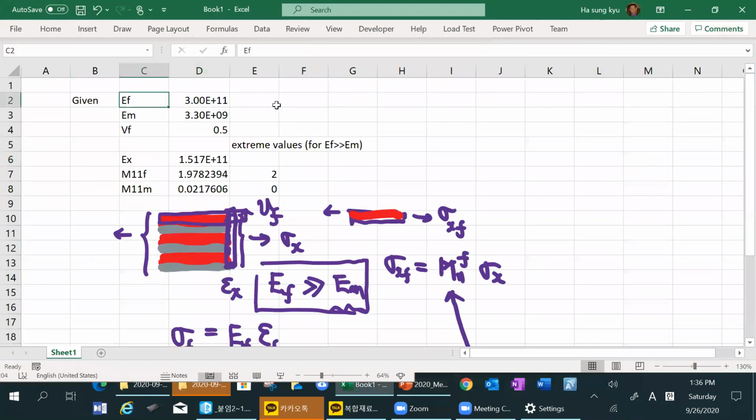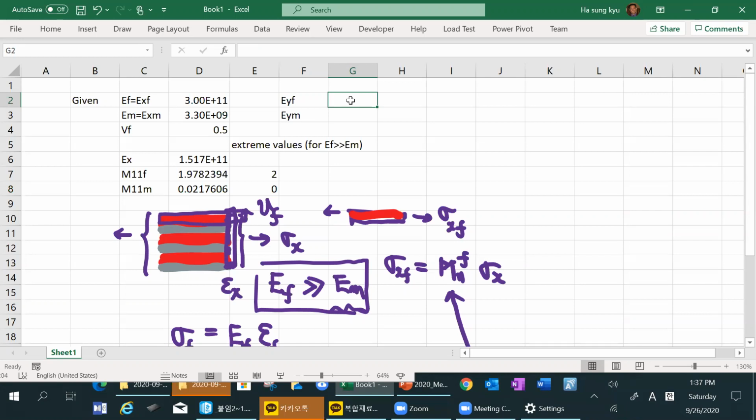So EF, and there is another one, EYF and EYM. Basically, EF is the same as EXF, the fiber direction. EM, I would say EXM. But in the transverse direction, we could have a different material property, so we need to define it.